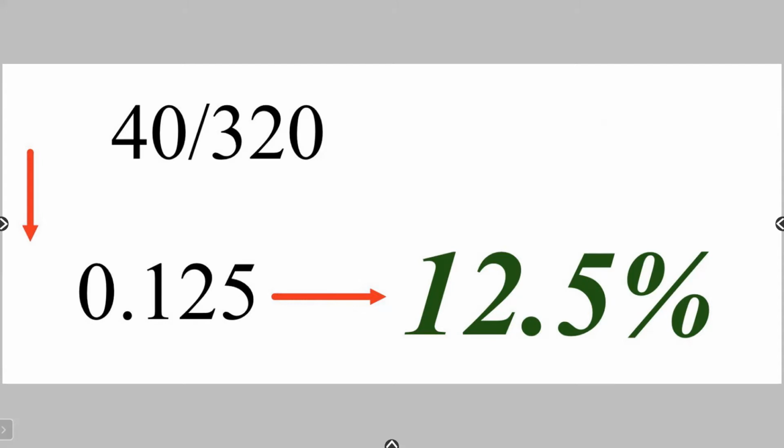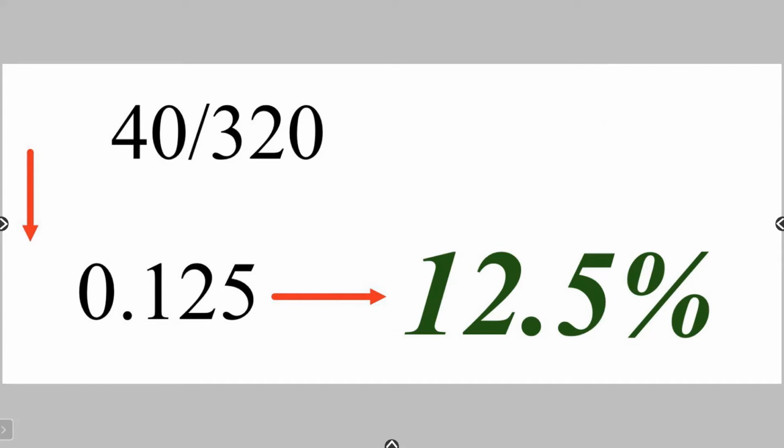What you essentially do is you take the numerator, which is 40, and you divide it by the denominator, which is 320. So numerator 40 divided by denominator 320, because that's essentially what a fraction is telling you. It's telling you to divide. So when you take 40 divided by 320, you get 0.125. And that, ladies and gentlemen, is the decimal value.